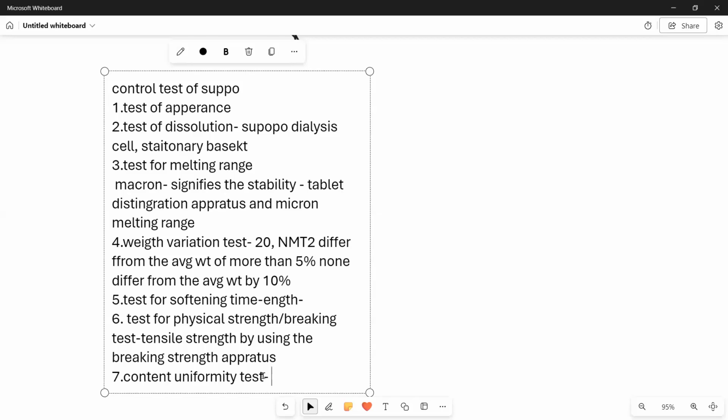So 30 suppositories are taken for the content uniformity test, and among the 30, only 10 are taken for performing the assay. In the assay, we estimate the amount of drug present in our suppositories by using a validated method. So this is all about the quality control tests of the suppositories.